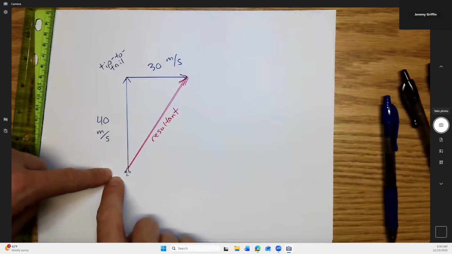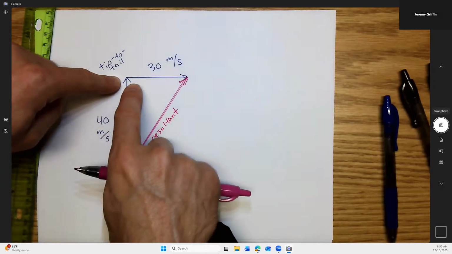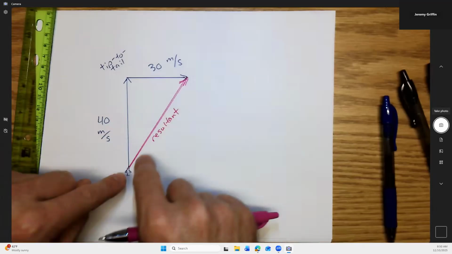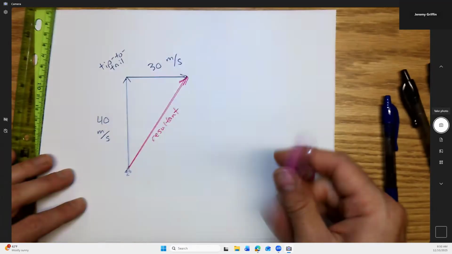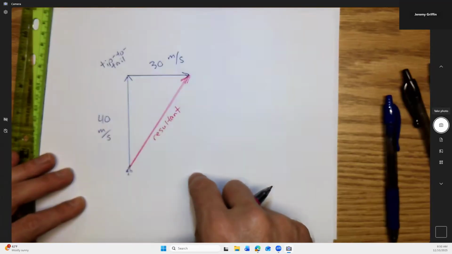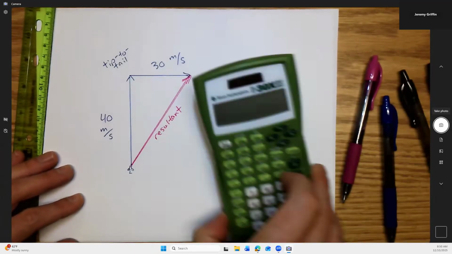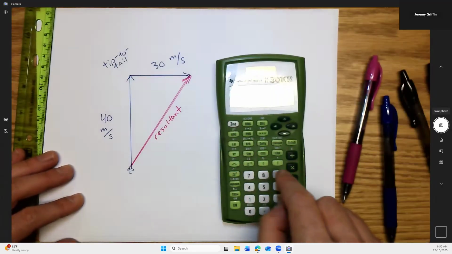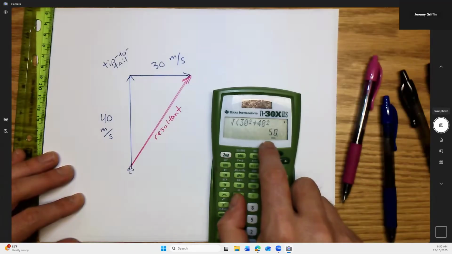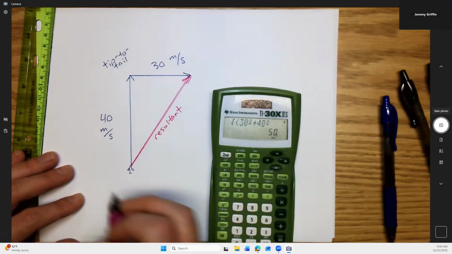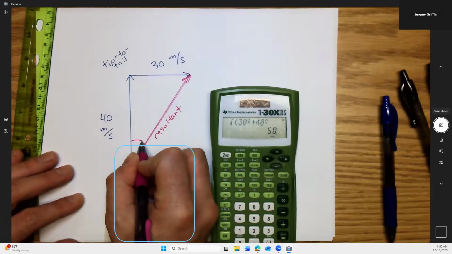So guys, here's the plane relative to the air. Here's air relative to the ground. Therefore, here's the plane relative to the ground. So you can do the Pythagorean theorem, right? So I got the square root of 30 squared plus 40 squared. Hey guys, what about this angle right here?